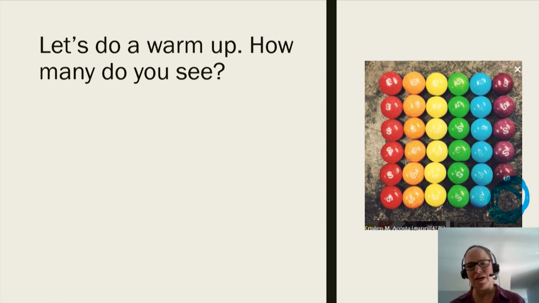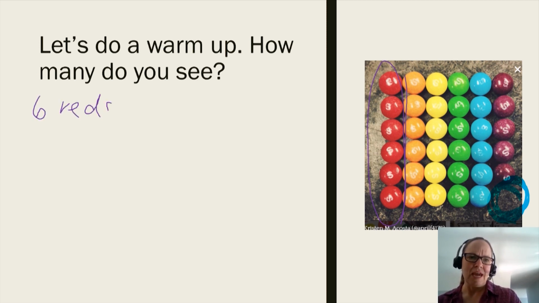Let's see. Here's what I would do to solve this. First of all, I would see how many Skittles were in one column. I would count the red ones. How many red ones do you see? I see 6 red ones. And then when I look across the other way, how many are in the other side of the box? 1, 2, 3, 4, 5, 6. So I know that there's 6 going across the top. If I had one of each color, there'd be 6.